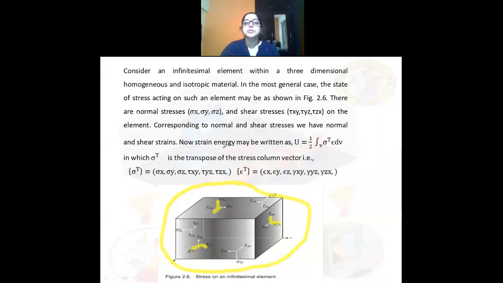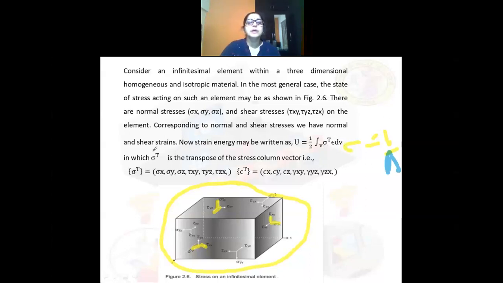Right. So, now the strain energy may be written as, we know the formula, half into force into displacement. Force is nothing but sigma. What is sigma? Sigma is nothing but load by area. What is strain? Strain is change in length by original length. Right. So force into displacement, I can also write as sigma transpose into epsilon, where epsilon is strain, into dV.